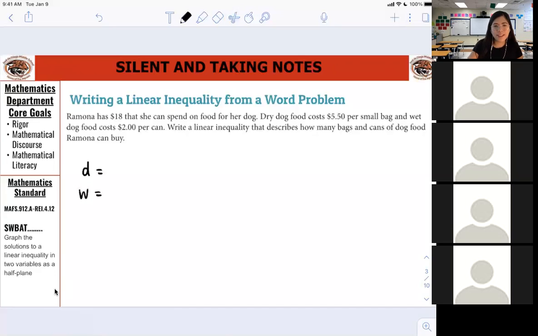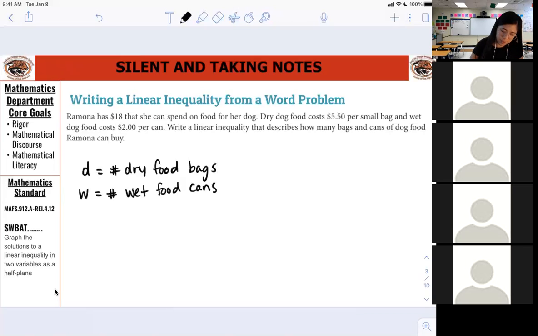Let's switch it up. All right, so D represents the number of dry food bags. And then W will be the number of wet food cans. And then she has $18. So should the total be less than $18 or more than $18? Less than. It's got to be less than. Can it be equal to? Yes. So would anyone like to write the inequality for us?